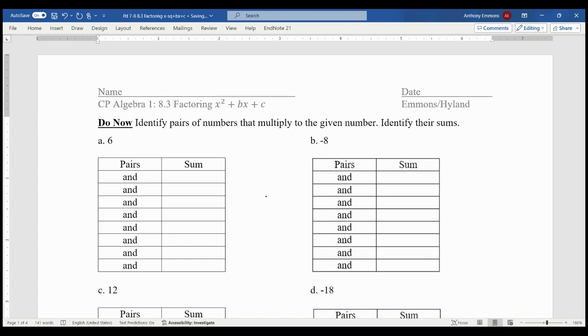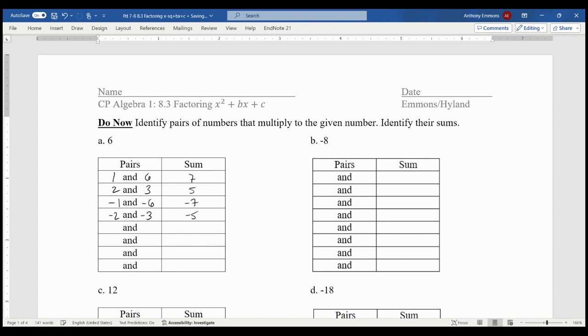So 6, for example, that would be 1 times 6 would equal 6, as would 2 times 3. However, we also need to consider -1 times -6 and -2 times -3. And then the sums, 1 plus 6 would be 7, 2 plus 3, 5, -1 plus -6, -7, -2 plus -3, -5.